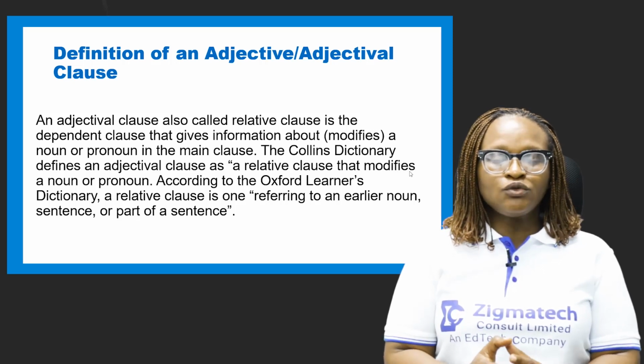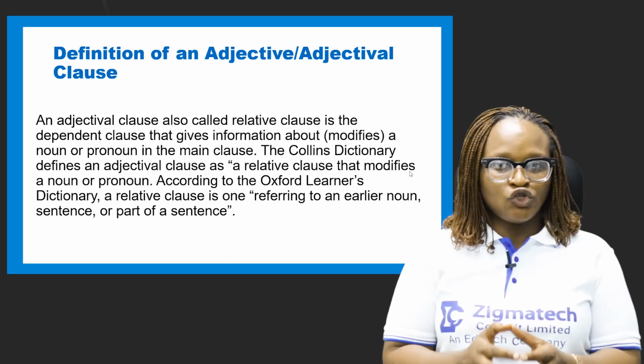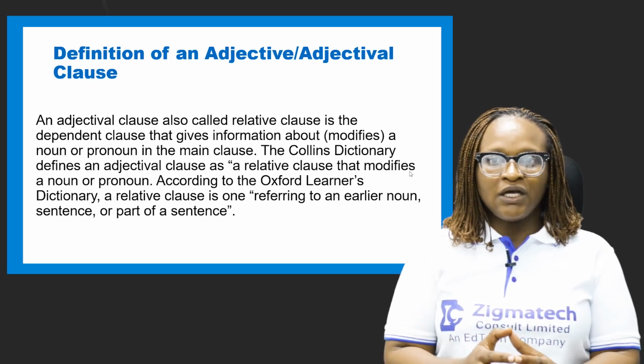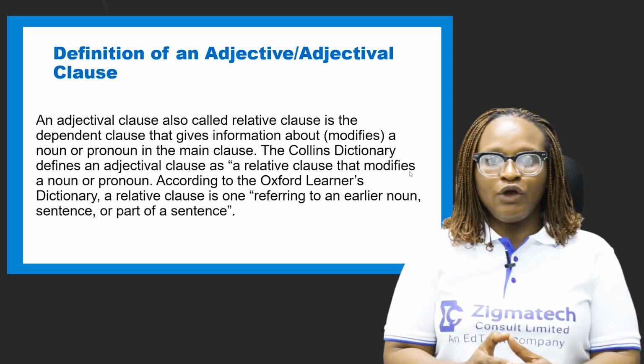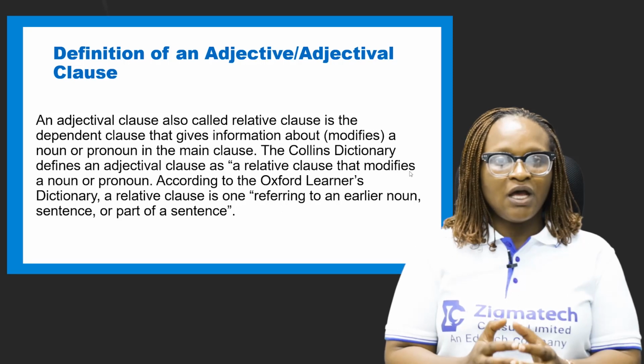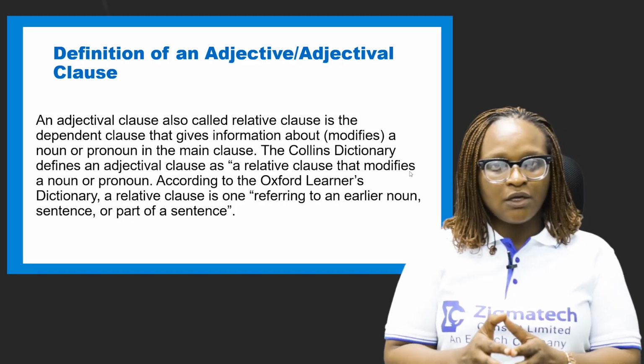Now, from these two clause types, we have a division of the subordinates. The subordinate clause is classified into three. That's where you have the adjectival clause, the adverbial clause, and the noun clause. Alright, so that's the subordinate clause.